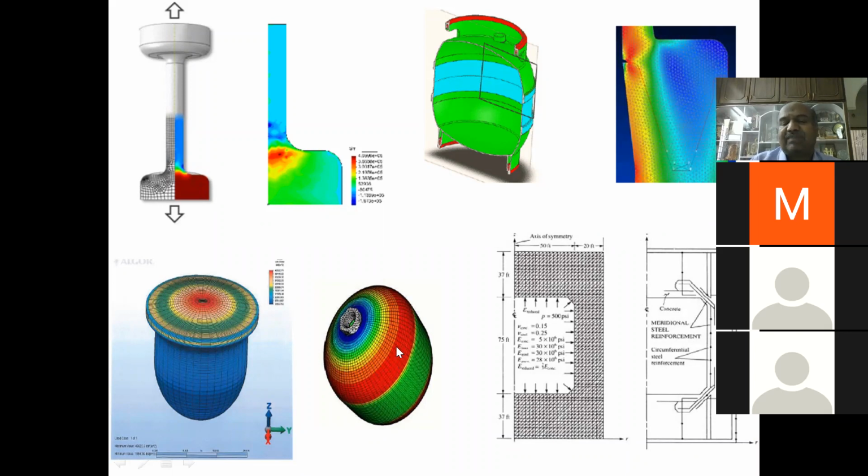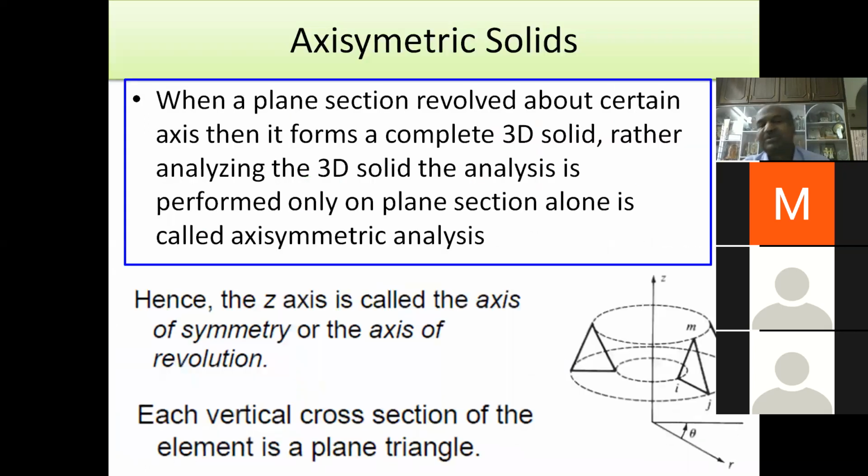We have one section which can be revolved about the vertical axis. It forms a complete 3D solid because everywhere around the ring, the solution is going to be the same. That's the meaning of axisymmetry. Here, you can have a member subjected to internal pressure. There are different components. Even some of the components we can remove, and the axisymmetric part we can do separately. This will be transferred to the assembly of the solutions.